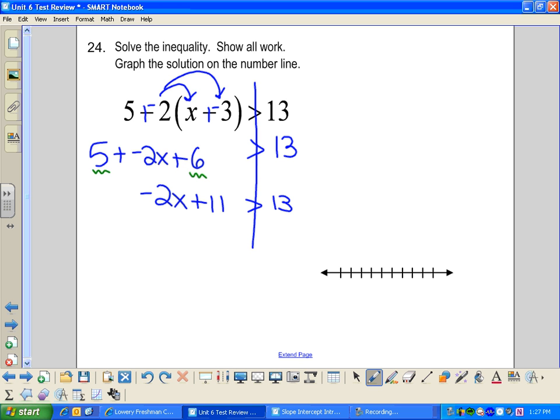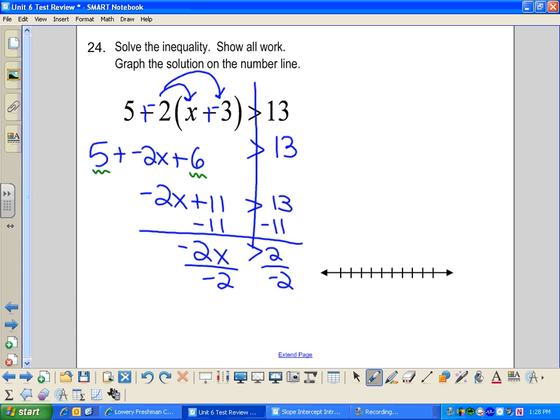Now I'm going to isolate that x. I'm going to subtract 11, or add the opposite of positive 11, so minus 11. And I'm left with negative 2x is greater than 2. Almost, x is almost isolated. Okay, so now I'm going to divide by negative 2.